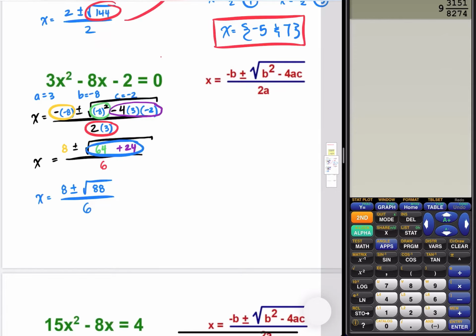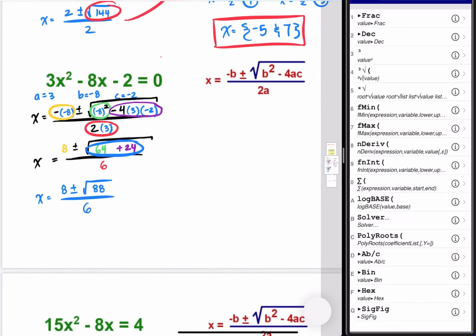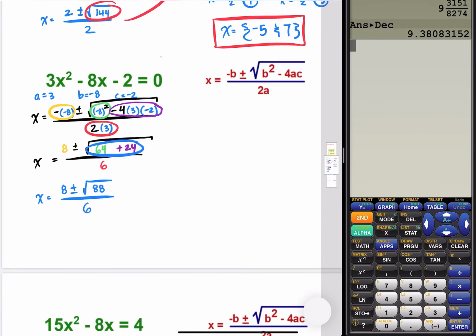In fact, let me put that back into a decimal form. So I'm going to do math and change it back to a decimal. So that's going to give us 9.38 in terms of a decimal. And we don't want that. We want to try to get an exact value here.